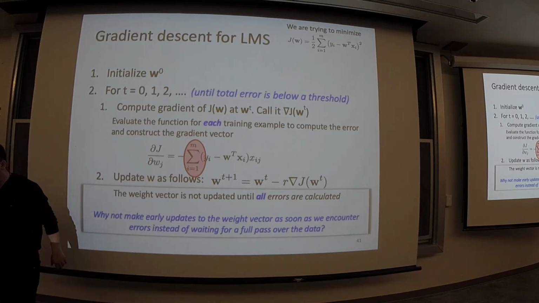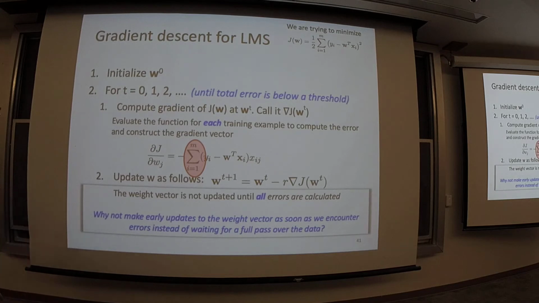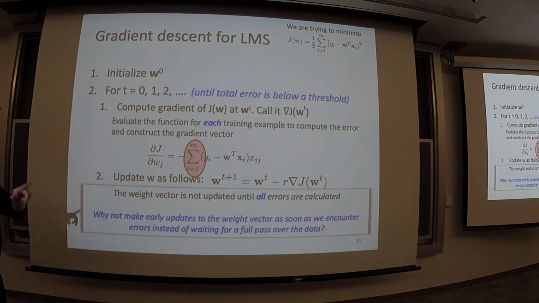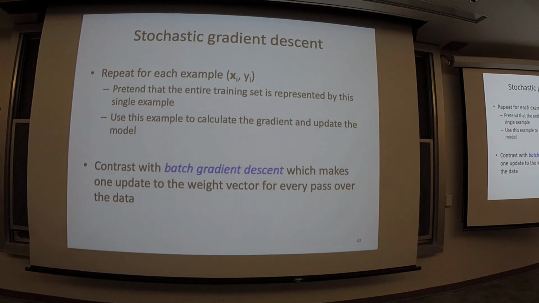Suppose you have 1 million training examples. If you do things like this, you go through the entire data set once, how many times have you updated your model? 1 million times. And if you use standard gradient descent, you just update once. So that's the key idea of stochastic gradient descent.